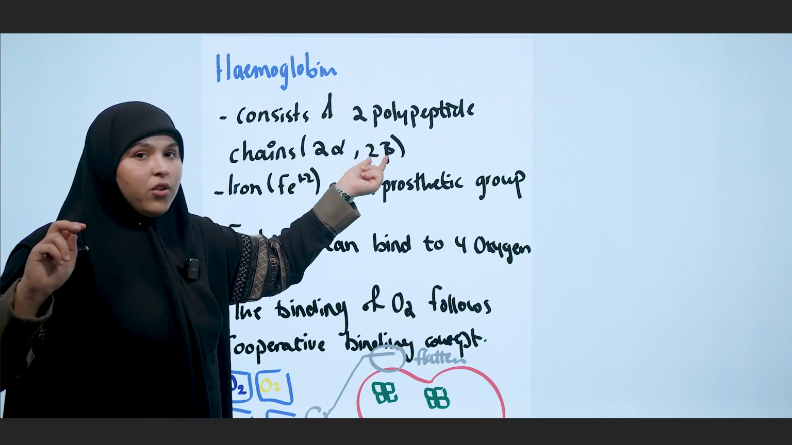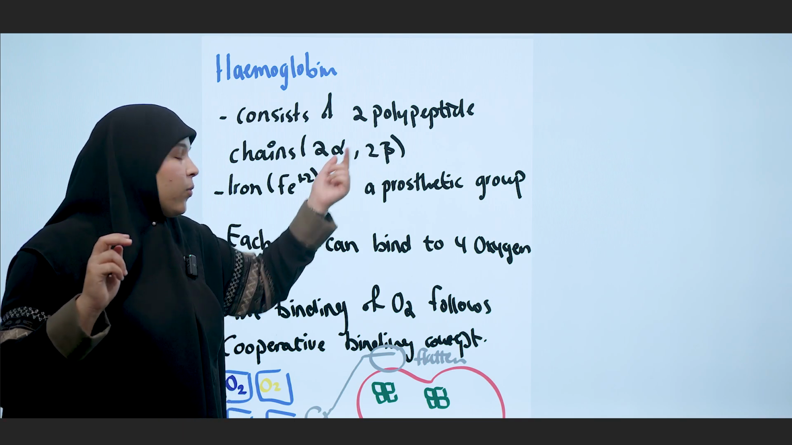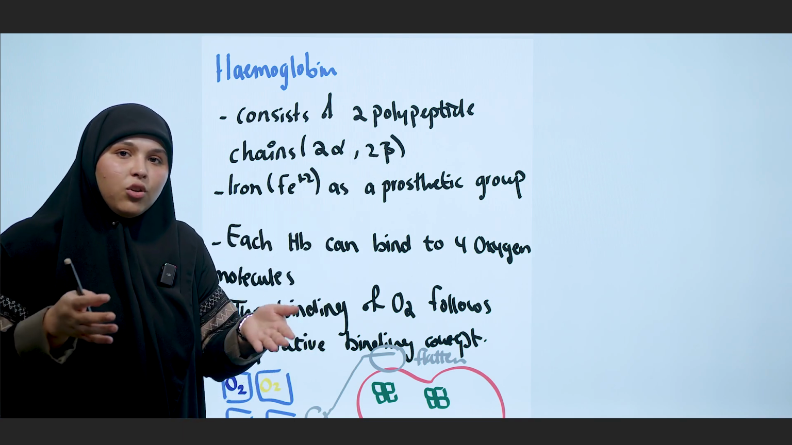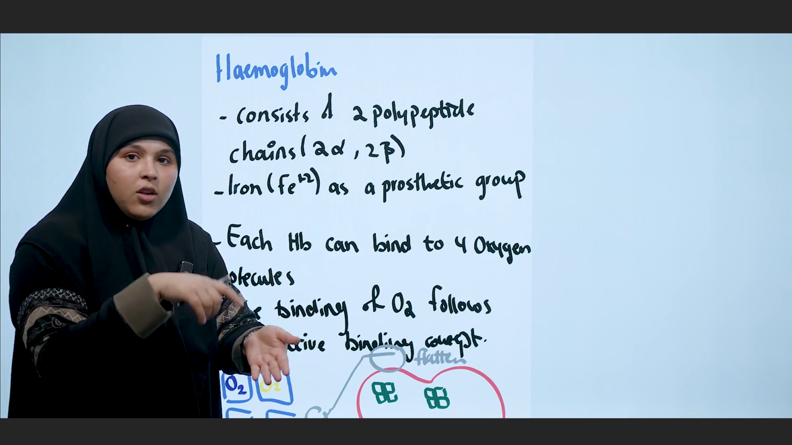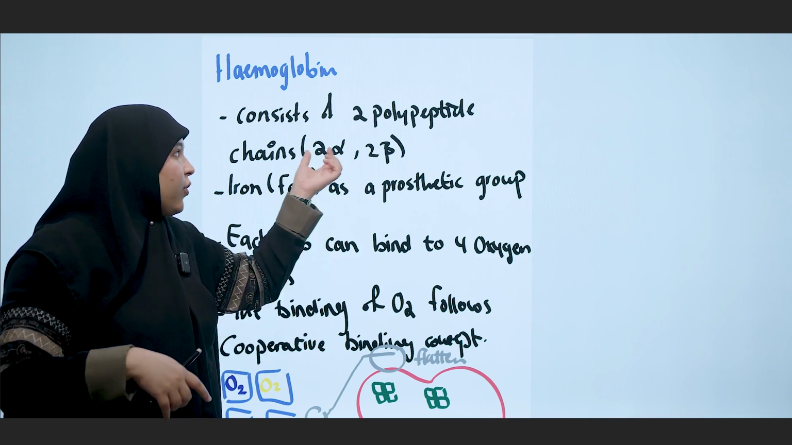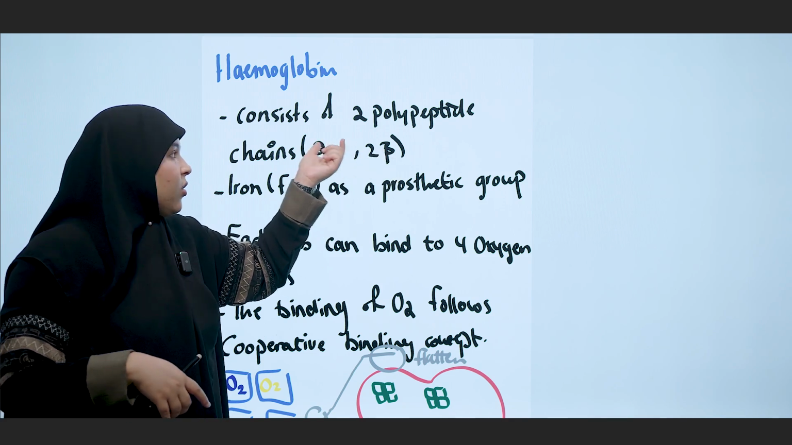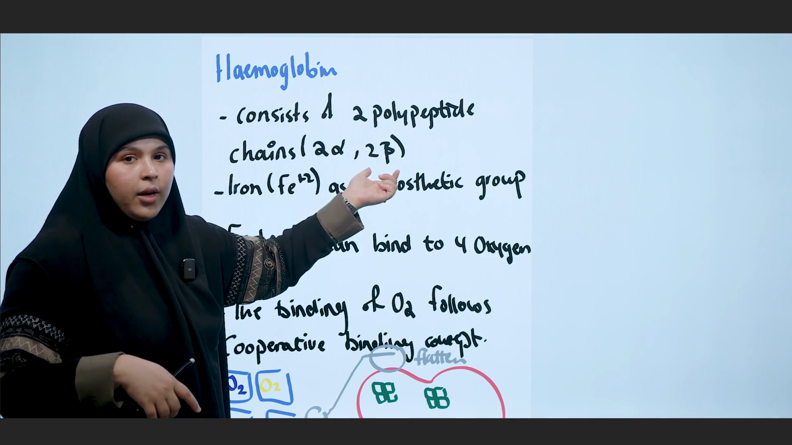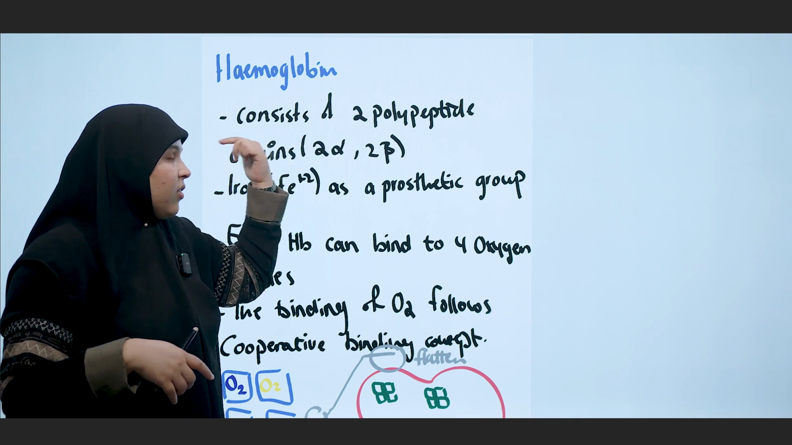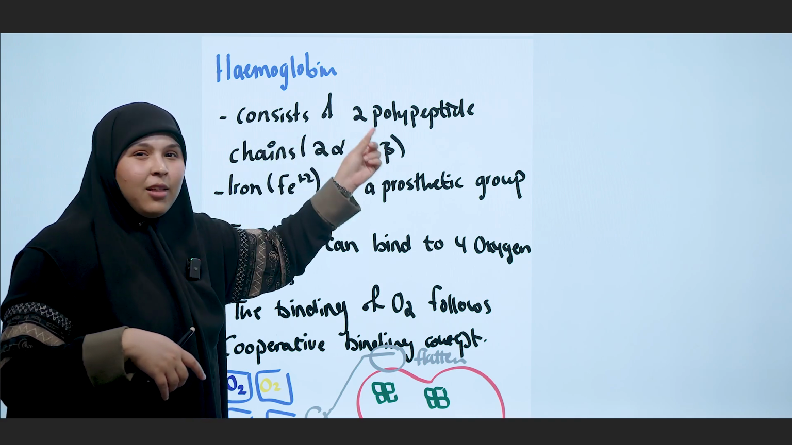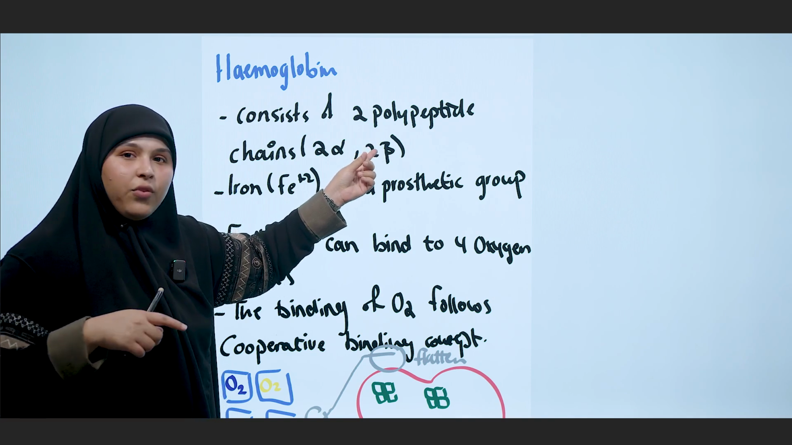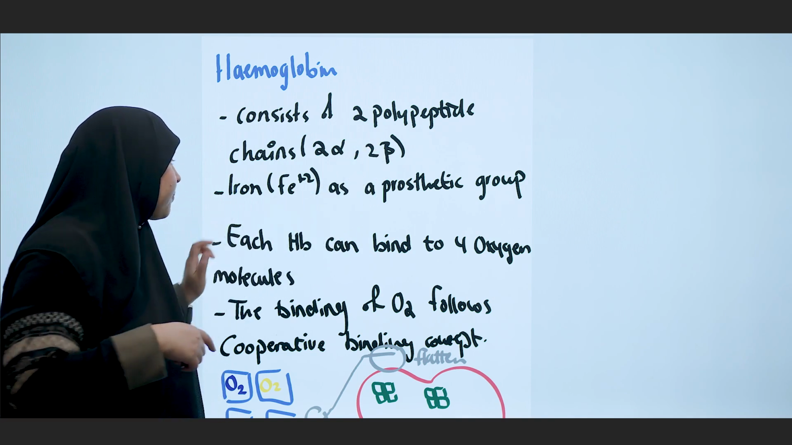Now, we have a difference in structure. Let me tell you something. Whenever you hear about a difference in the structure or a certain structure, you must relate it to its function. So the fetal hemoglobin is different from the adult hemoglobin. The adult contains 2 alpha and 2 beta, right? So this is the adult. The fetal is going to be 2 alpha and 2 gamma. So there must be some sort of difference because of these gamma chains.